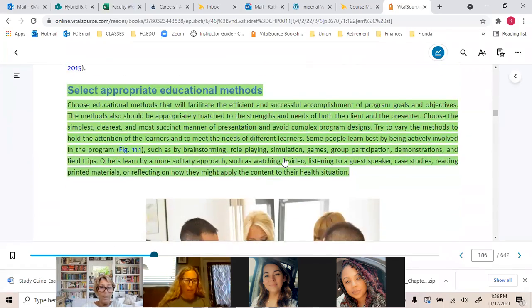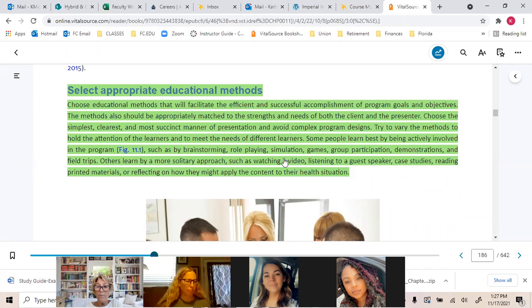We just went through that. So what are our appropriate educational methods? We'll try and choose the method that facilitates the efficient and successful accomplishment of program goals and objectives. Assuming you now have your program goals and objectives, what are we going to select for our methods? The method should also be appropriately matched to the strengths and needs of both the clients and your presenter. We want to choose the simplest, clearest, most succinct manner of presentation, and avoid complex designs.